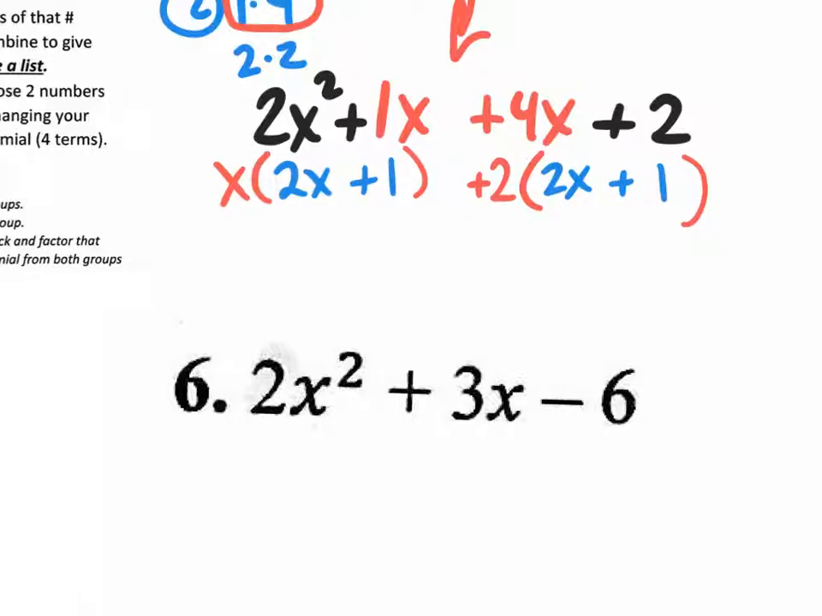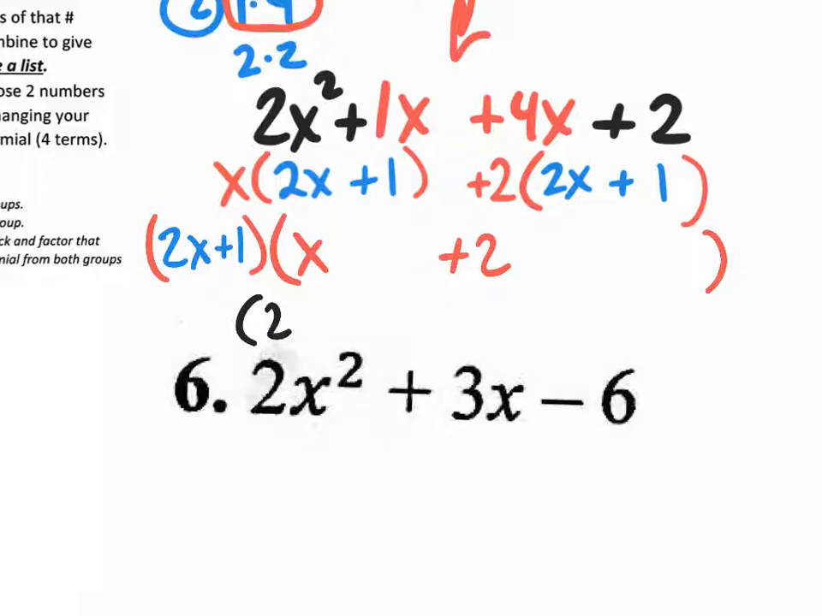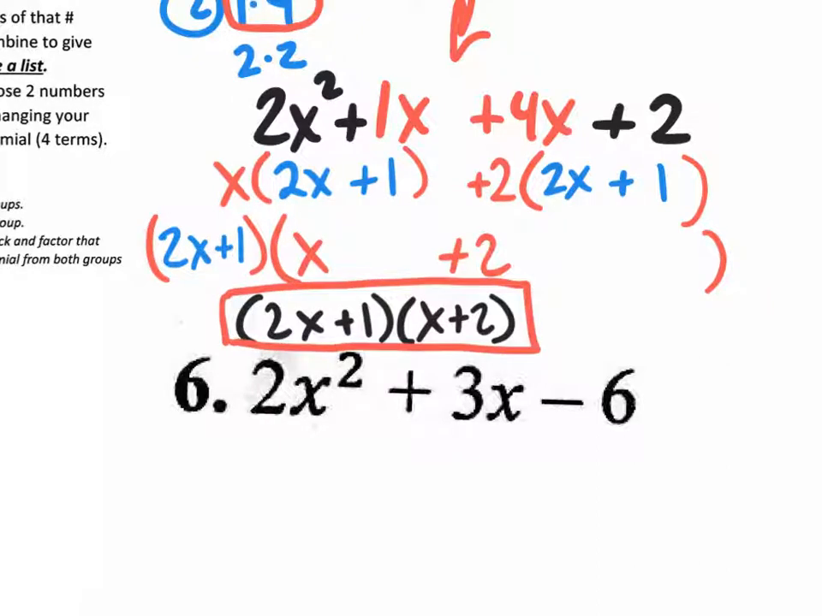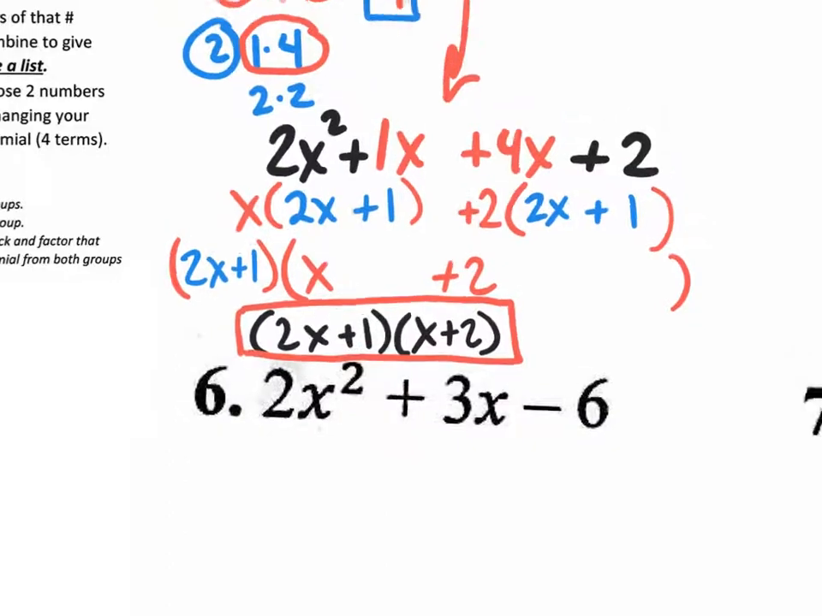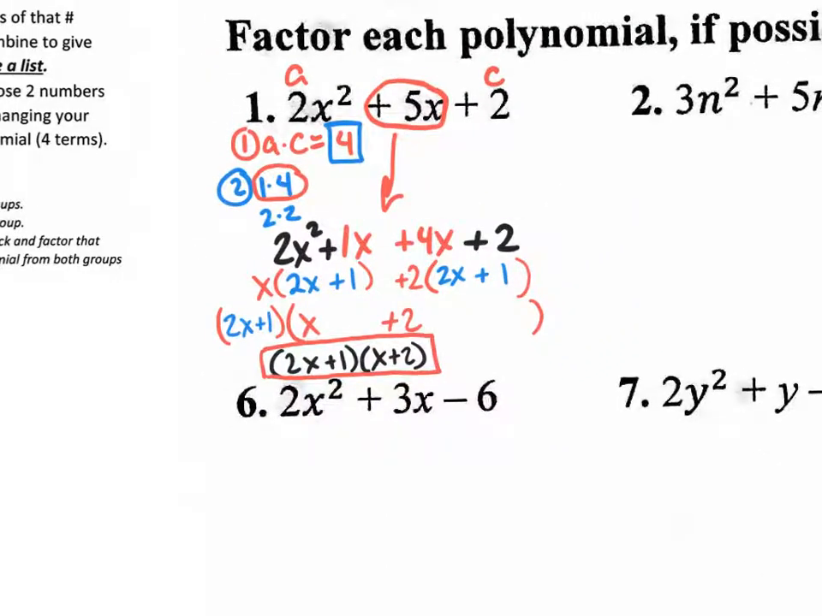And now that we have a common binomial here and a common binomial here, we're going to factor out that common binomial. I'm going to write the 2x plus 1 right here, and I'll have an x and a 2 left over. So again, the 2x plus 1 is going to be factored out into the front. So what's going to be left? The x and the plus 2. So of course, the correct answer would be 2x plus 1 times x plus 2. And that's it. That is your answer for number 1. We're doing the odd ones. As you can see, this is going to take a long time.